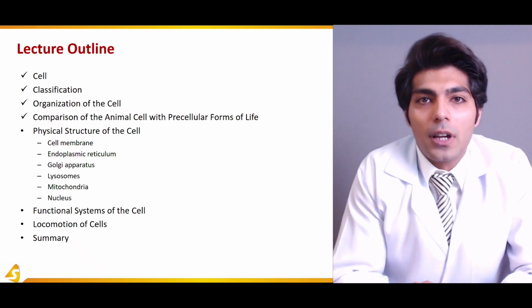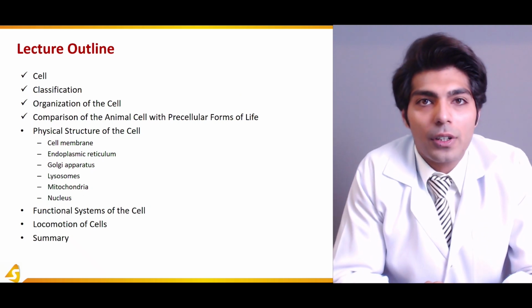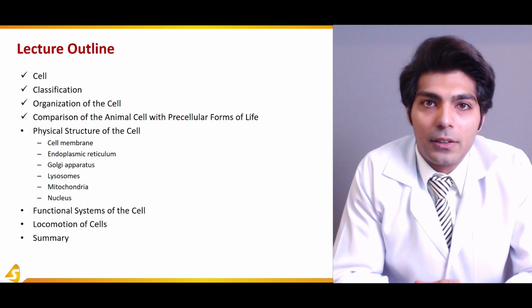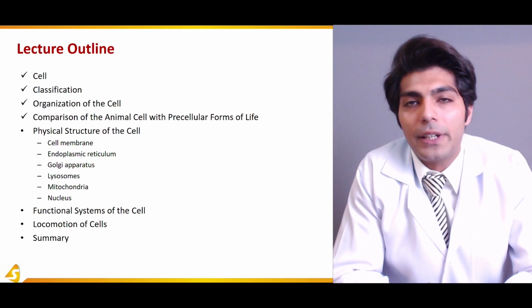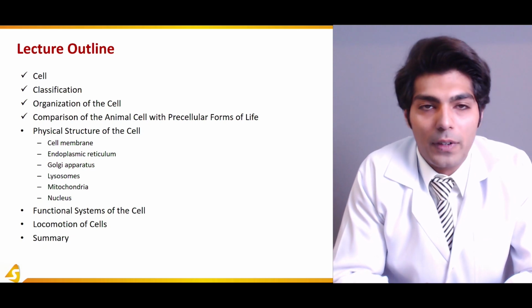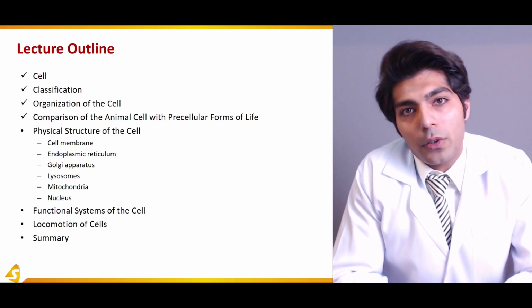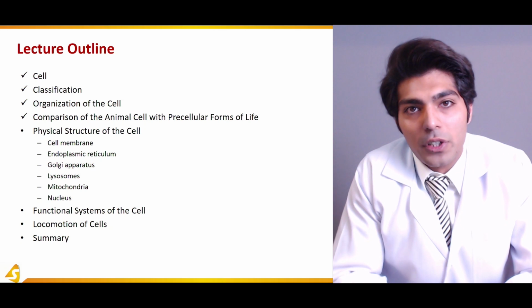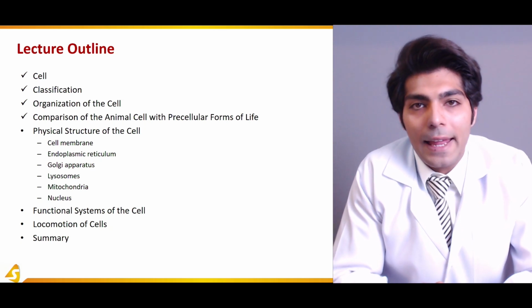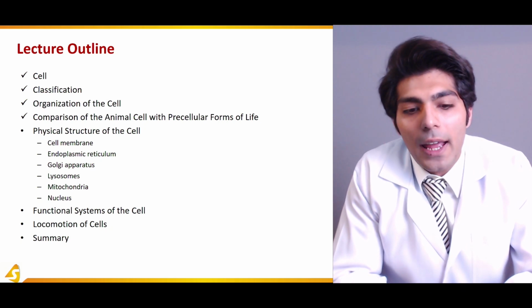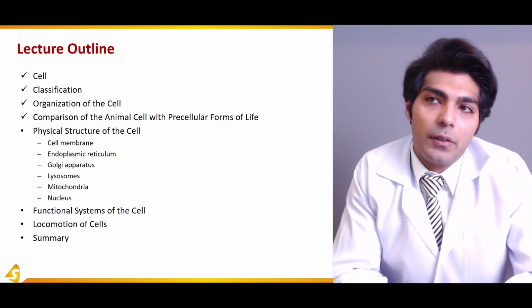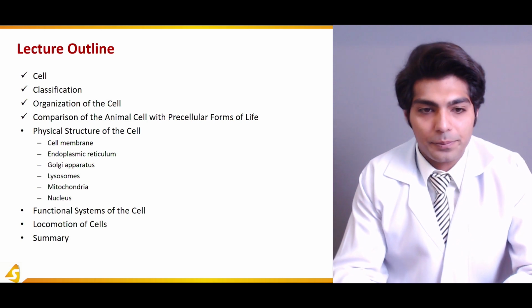So far we have discussed the cell and its definition. We have discussed the classification and the organization of the cell, and we have compared the animal cell with the precellular forms of life. Now we're going to discuss the physical structure of the cell, and we're going to discuss in detail the function systems of the cell and the locomotion of the cells.